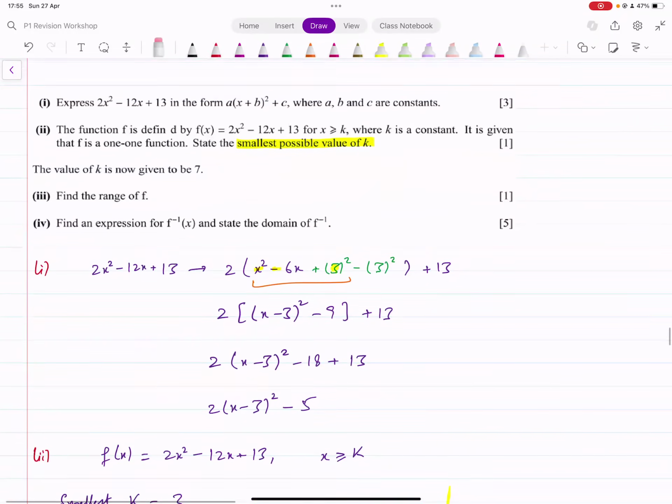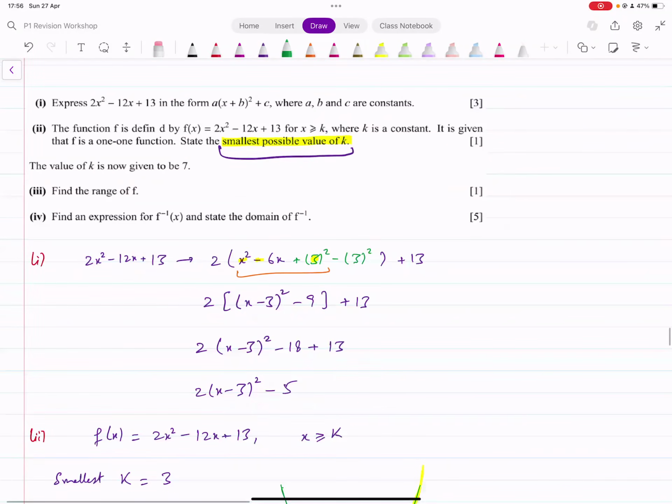Similar to that, sometimes they ask you for the smallest value of something for the function to be one-to-one, and then the domain has x greater than or equal to something. In the previous case, it was x less than or equal to something. In that case, we were looking for the maximum value. Now it says x is greater than or equal to k.